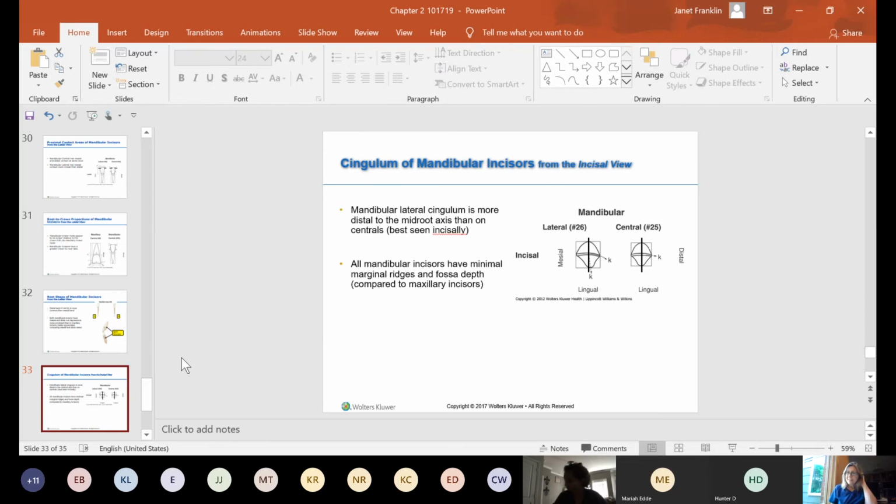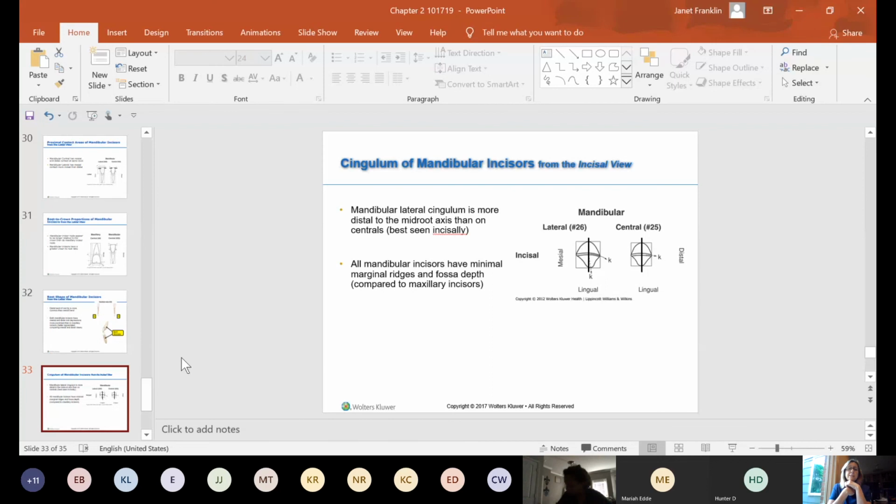And that picture, I tried to show you as best I could, that on tooth number 25, the central incisor, the cingulum is right in the middle because they're symmetrical. If you cut them in half, they're the same. The lateral, on the other hand, if you cut it in half, it's going to have a few features that aren't going to be the same. One, the cingulum isn't going to be right down the middle. It's going to be more toward the distal. And the other difference you're going to see is the angles of the edges. So your mesio-incisal is going to be more square, and your disto-incisal edge is going to be more rounded.